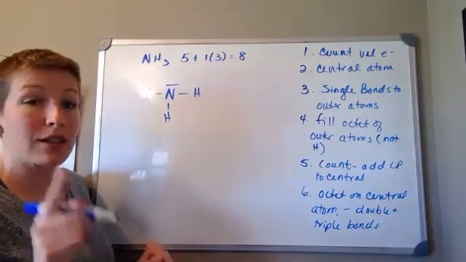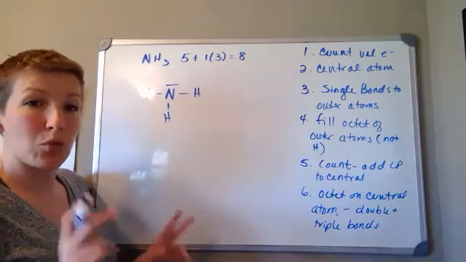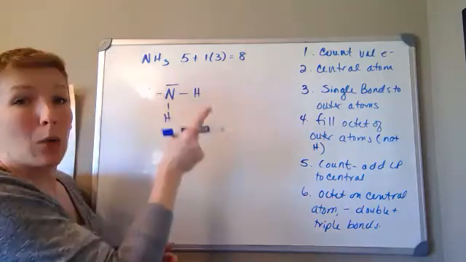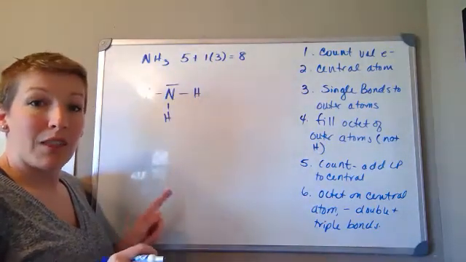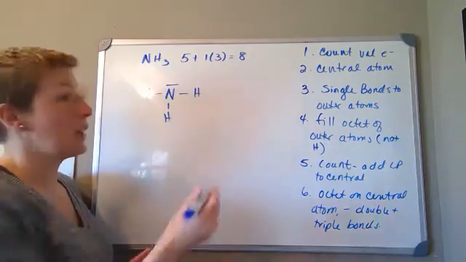Hydrogen only ever has 1 electron. It only ever bonds once. So we add that. Now we count again: 2, 4, 6, 8. Now we have our 8 that we were supposed to have. This one would have worked out perfectly as well with that Lewis dot.